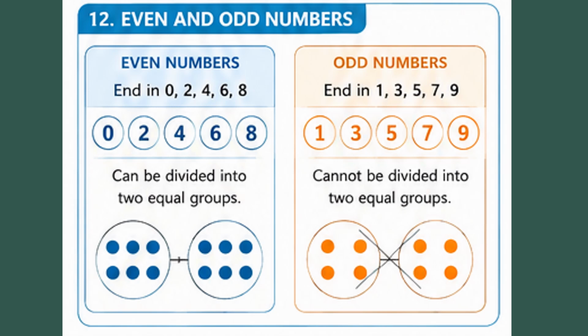Even numbers are the ones that can be very easily divided into two equal groups or divisible by 2, 4, 6, 8. And odd numbers end with 1, 3, 5, 7 and 9 and cannot be divided into equal groups.